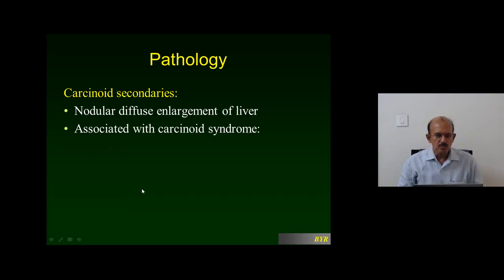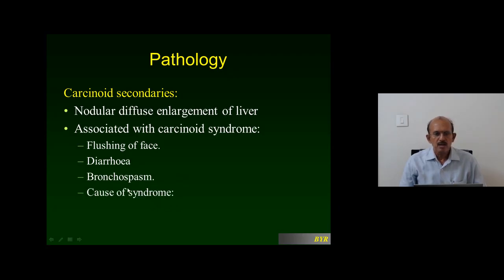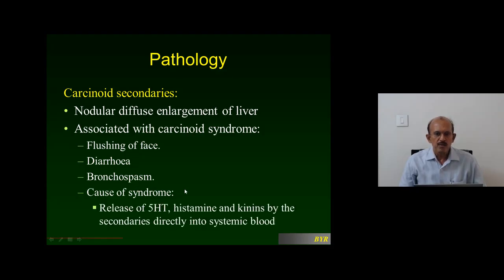Then what is carcinoid syndrome? If any patient who is having this tumor presents with flushing of face, diarrhea, bronchospasm with wheeze, then we call this carcinoid syndrome. What is the cause of this syndrome? Release of 5-hydroxytryptamine, histamine, and kinins by the secondaries directly into the systemic blood.